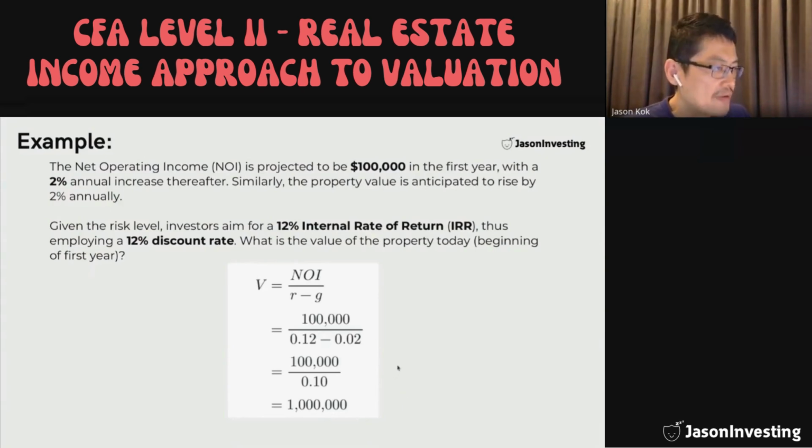In other words, if the property is projected in the first year to pay out 100,000, with a growth rate of 2% each year and a market discount rate of 0.12, the value of the property will be worth $1 million. Another way to look at this is that the property is like an investment product that's able to generate cash flow with the discount rate and the growth rate.